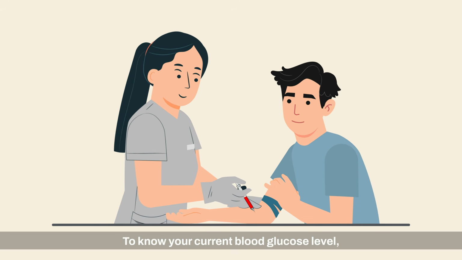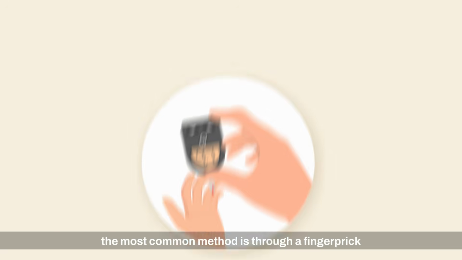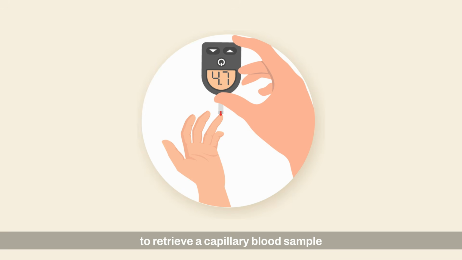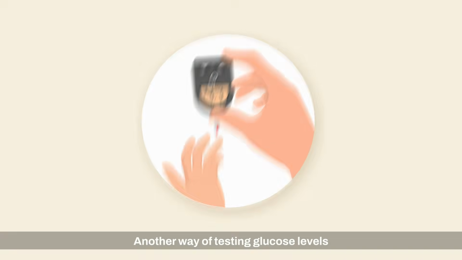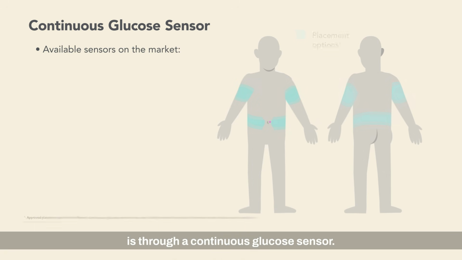To know your current blood glucose level, the most common method is through a finger prick to retrieve a capillary blood sample that is read on a glucometer. Another way of testing glucose levels is through a continuous glucose sensor.